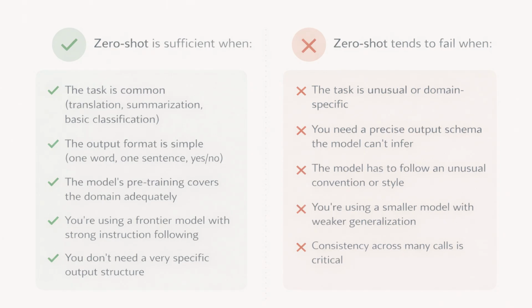The zero shot technique will tend to fail when the task is unusual or domain specific, or you need a precise output schema that the model can't infer, or the model has to follow an unusual convention or style, or when consistency across many calls is very critical.